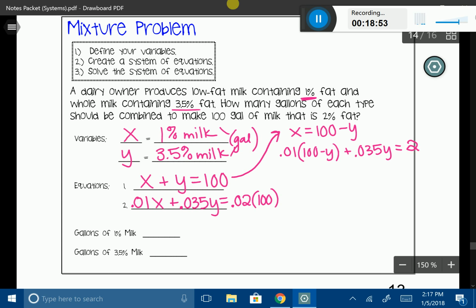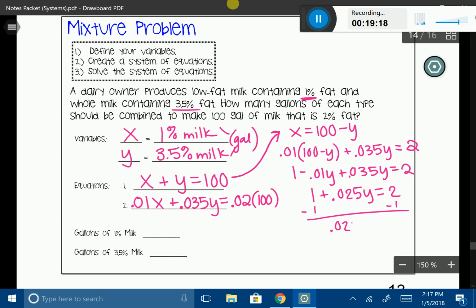All right, let's go ahead and distribute. 1 minus 0.01Y plus 0.035Y is equal to 2. A lot of number crunching here. And keep it going here. 1 plus 0.025Y is going to equal 2. I'm just going to simplify this down. I'm just going to subtract 1. 0.025Y is equal to 1. And if I divide that, I'm going to get Y is equal to 40.